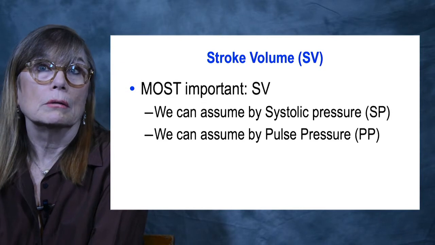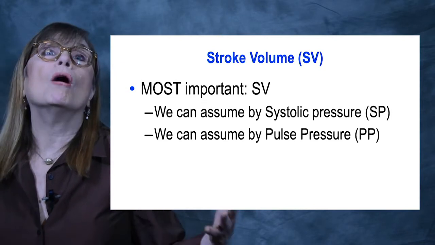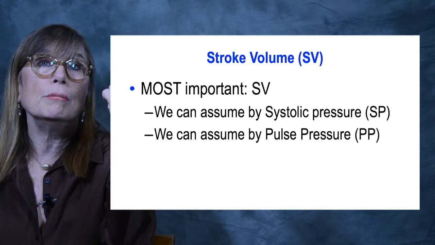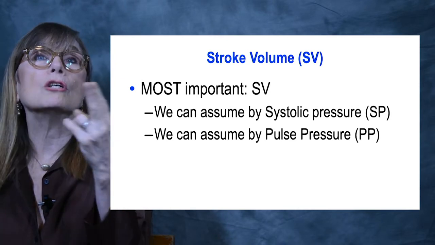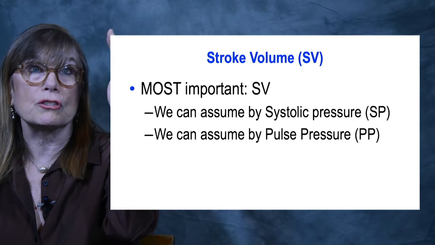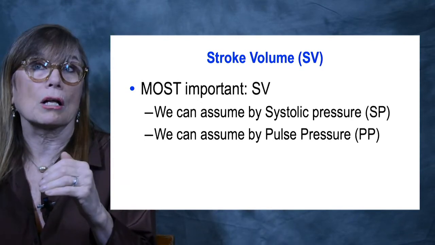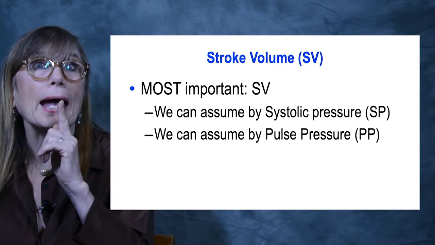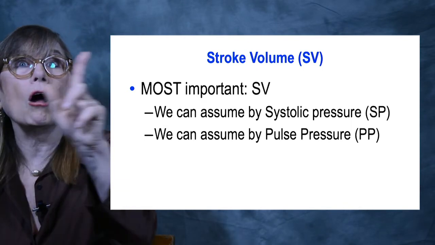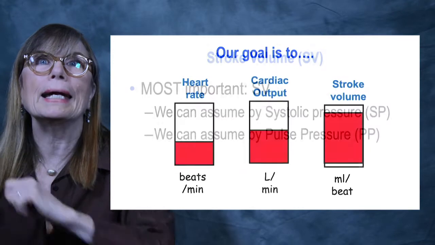Most important is stroke volume. So if I have no other methodology, I'm going to assume stroke volume by looking at systolic pressure. I'm also going to assume it by looking at pulse pressure, which is systolic pressure minus diastolic pressure. Remember, that's 35 to 45. Okay, very good. So we've got all our indicators in our mind ready to go.